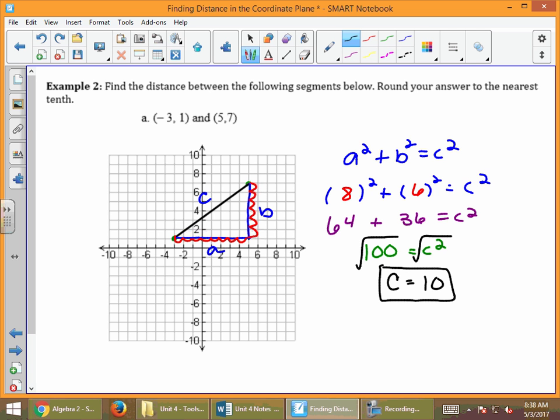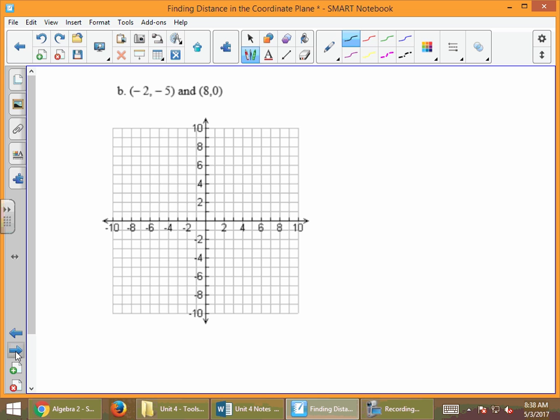You can either watch this example again, or rewind the video and pause if you need to finish writing things down. We're going to go ahead and move on to the next one. Same thing for number 3. Our points are not plotted for us, so we have to plot them ourselves. So we're going to plot negative 2, negative 5, which is right here, and then 8, 0, which is right here. And then connect.